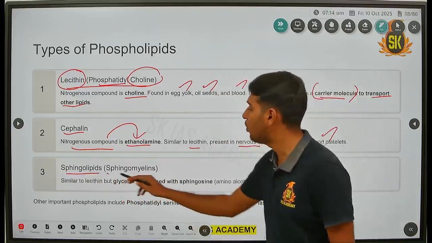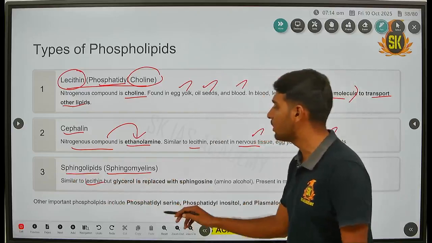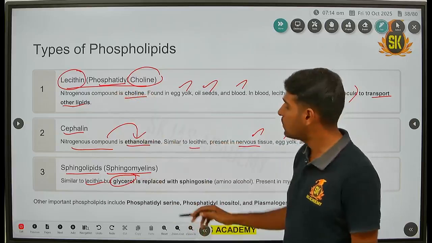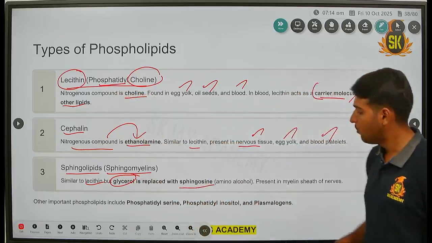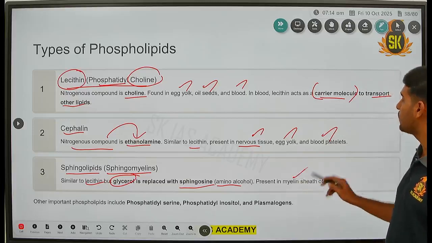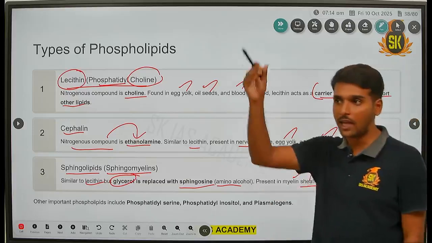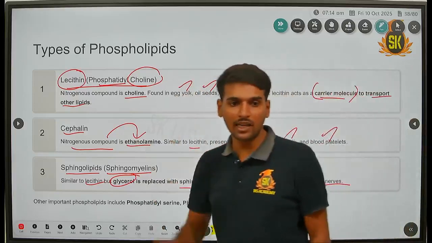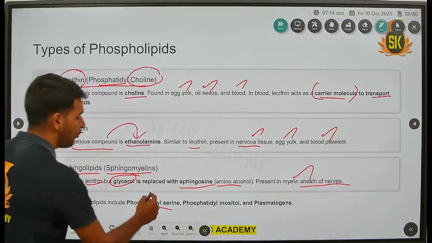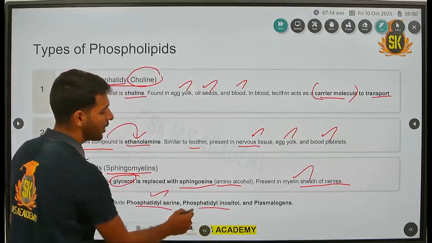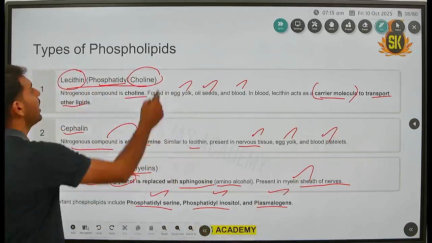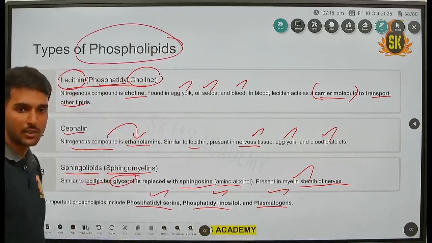Sphingolipids, sphingomyelins, again similar to lecithin, but the glycerol present in the lecithin phospholipid is replaced with sphingosine, that is an amino alcohol present in the myelin sheaths of nerves. We have seen the axon. Axon has a myelin sheath, right? Schwann cells. Other important types are phosphatidyl serine, phosphatidyl inositol, and plasmalogens. Okay, these are other important types of phospholipids.